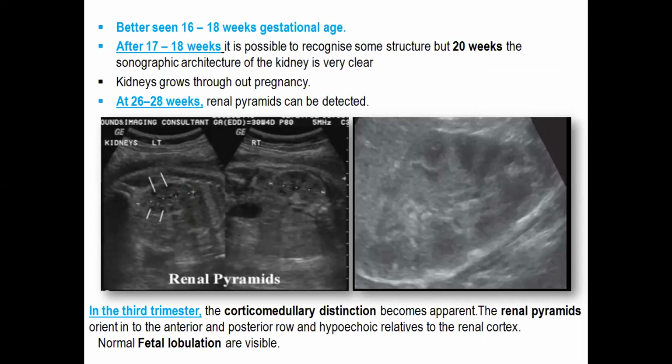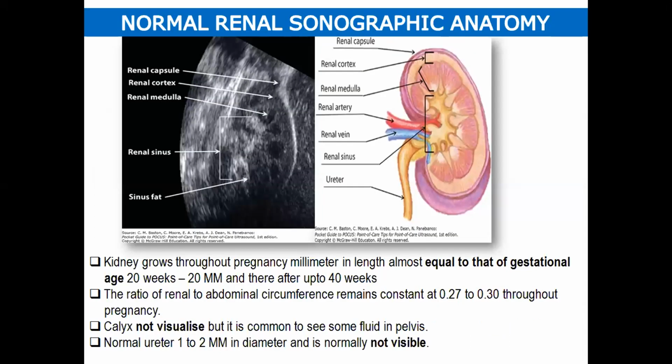After 17 to 18 weeks, it is possible to recognize some structure, but by 20 weeks the sonographic architecture of the kidney is quite clear. The kidney grows throughout the pregnancy, and as the pregnancy advances, we see better visualization. In the third trimester, we can see the renal pyramids, corticomedullary distinction becomes apparent, and normal fetal lobulations are visible. This is almost an adult kidney. You can see the renal capsule, cortex, medulla, and the renal sinuses.